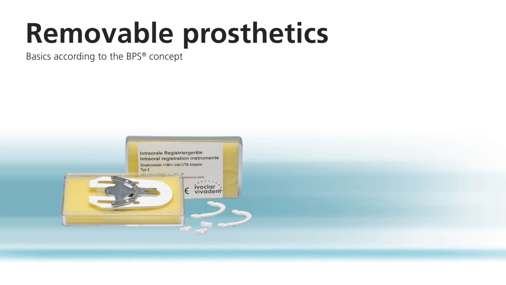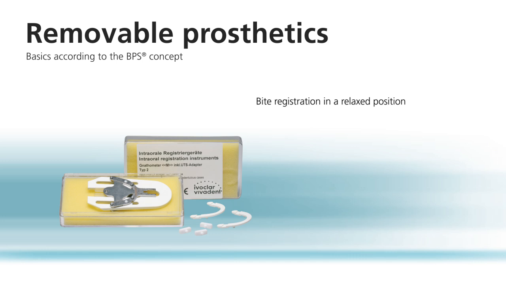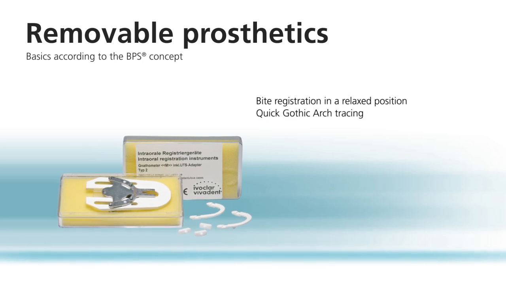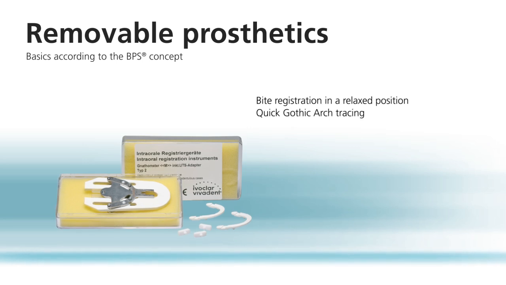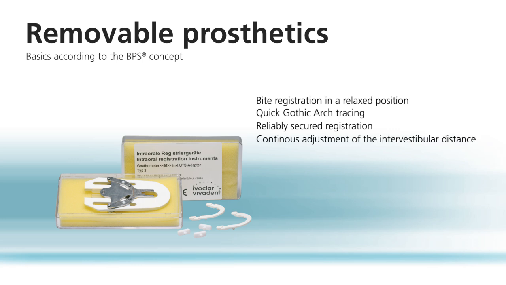The benefits of gnathometer M are obvious. The bite is registered in a relaxed position. Gothic arch tracing is carried out in an easy and time-saving way. You benefit from increased safety when the bite is taken because the registration is stable and secure. You can adjust the intervestibular opening easily and continuously. You can easily verify the reference planes and work wax-free.